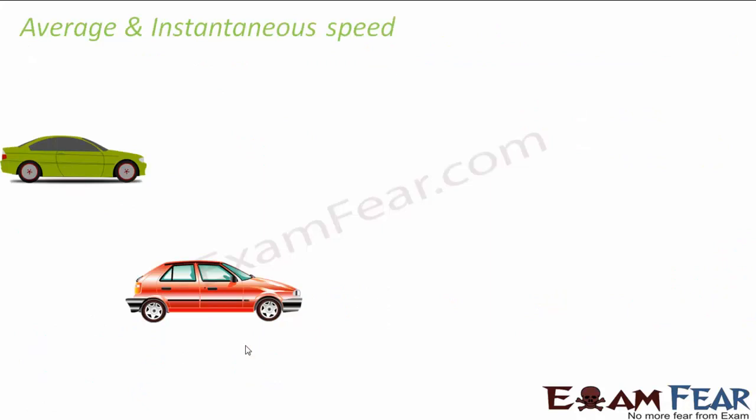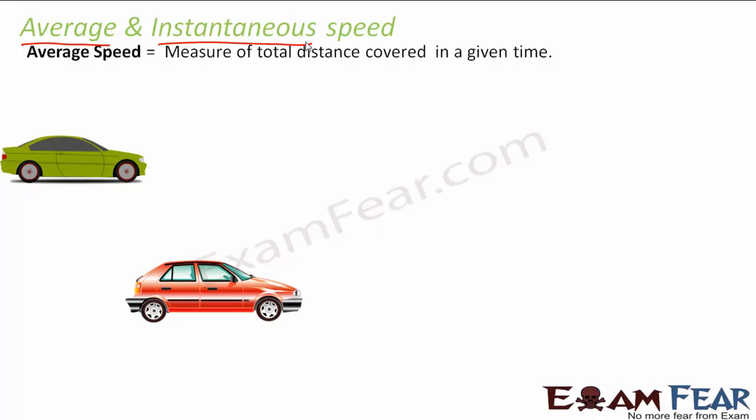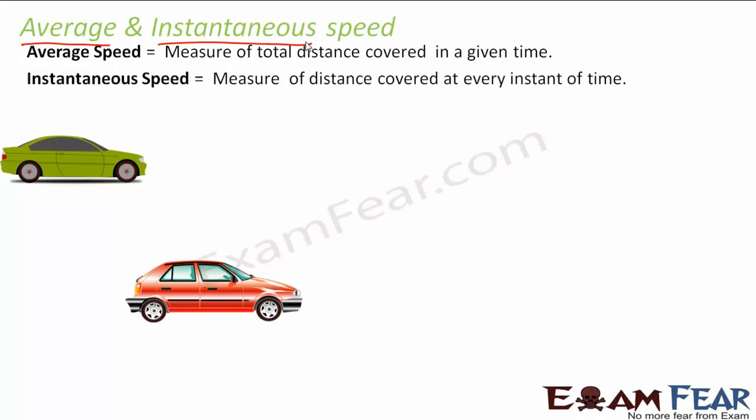So now let us quickly talk about average and instantaneous speed. Now you understood, right, why we need two different terminologies for speed. One is average speed, one is instantaneous speed. Because in case of non-uniform motion, your speed keeps changing with every instant of time, right? So the average speed is the measure of the total distance covered in a given time, and instantaneous speed is the measure of distance covered at every instant of time.